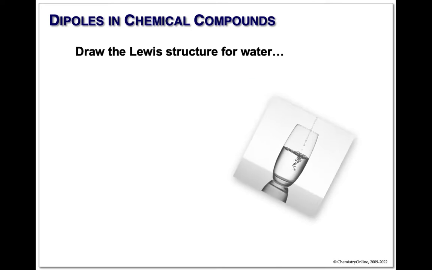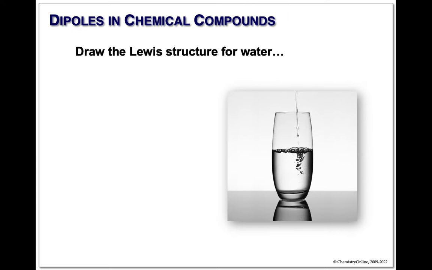Let's start off with our Lewis structure for water. We look at our periodic table. Oxygen is group 6, 6 valence electrons. Hydrogen is group 1, 1 valence electron. We will pair up the unpaired electrons. We convert this to little dashes, and this is our Lewis structure for water.